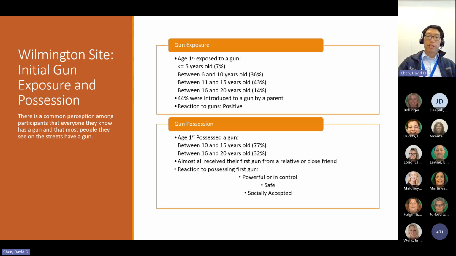And almost all of these contexts then received it through a relative or close friend. So again, this is either the straw purchases or private transactions that occur. There's even been what's described in reporting as community guns, where there's a gun in a commonly accessible location, depending on which group may have access to it. And the reaction to the possession of that gun helped them feel powerful and in control and safe.